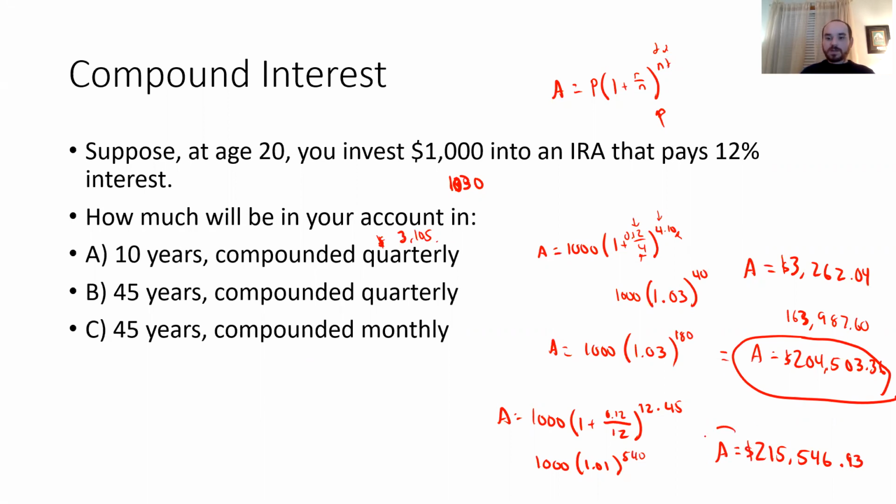So as you can see, the more often you compound your interest, the more money you get at the end. Right? When we compounded it annually, we had $163,987.60, which is still quite a bit. Then when we did it quarterly, we had $204,503, and then when we compounded it monthly, we had $215,546. So obviously, the rate is more important than how often it's compounded in general, but both things are really important. And if you have the same rate that's compounded more often, that is going to be better for you in the long run.